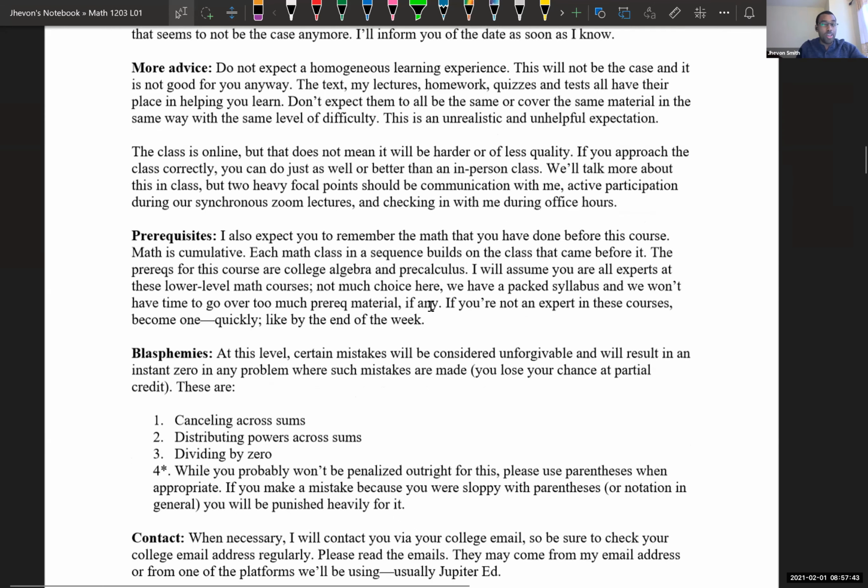Prerequisites. I expect you to remember all your prerequisites, which basically means for this class, algebra and pre-calculus. Know how to sketch graphs, know how to solve all sorts of equations, know about exponentials and logarithms, know basic algebra skills, how to simplify things, how to factor things, that sort of thing. If you're very good with those skills, you should be fine.